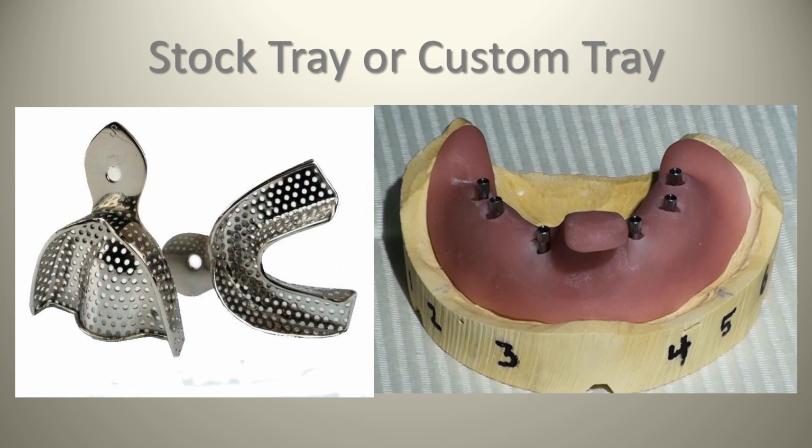With the open tray technique, there are different types of trays that you can use. You can use a stock tray, so we have these stock metal trays on the left, or a custom tray, as you can see on the right. The basic advantage of a custom tray is you end up using a lot less impression material.